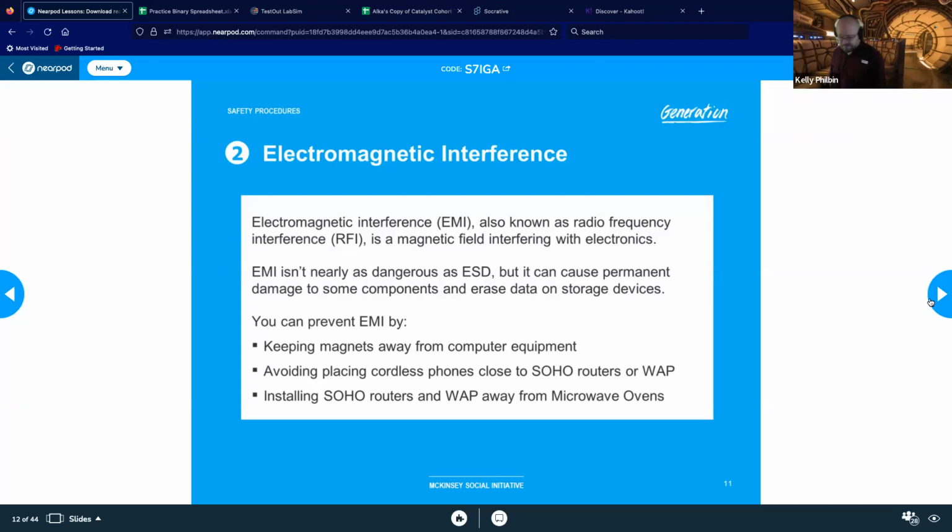How do we prevent this? We keep magnets away from our computer. Simple as that. Things like fans, like those little USB fans and stuff like that. Those fans tend to be run by magnets inside the box. Also, speakers sometimes can be powerful enough. We don't typically set those on hard drives or something like that because they, especially older ones, have powerful magnets inside them. Avoid placing cordless phones close to your SOHO routers or your wireless access points. And then again, the all infamous microwave oven.